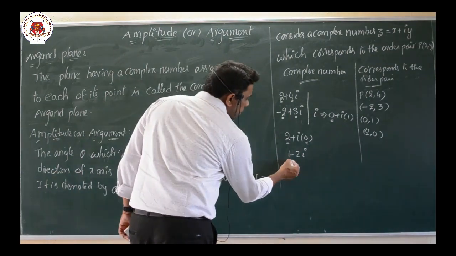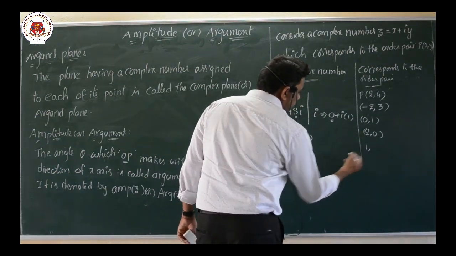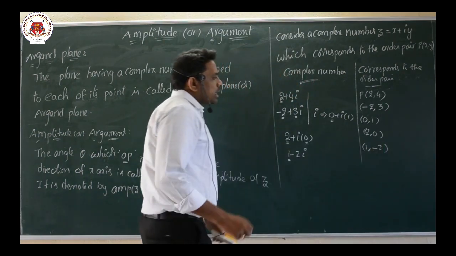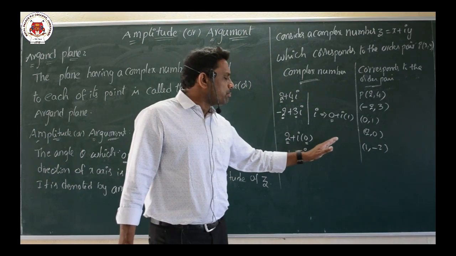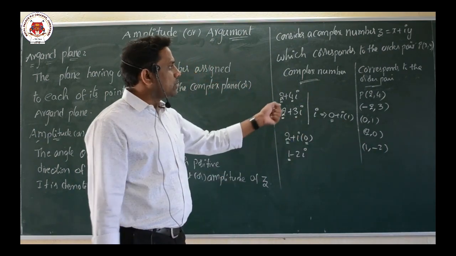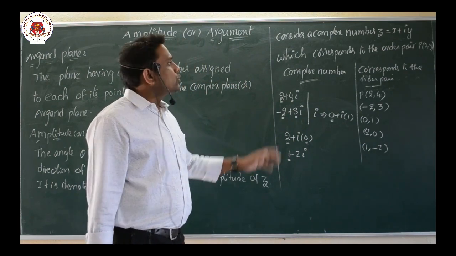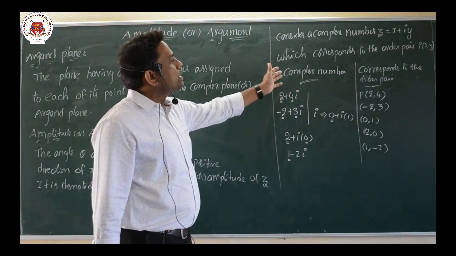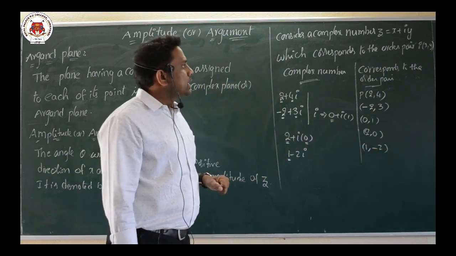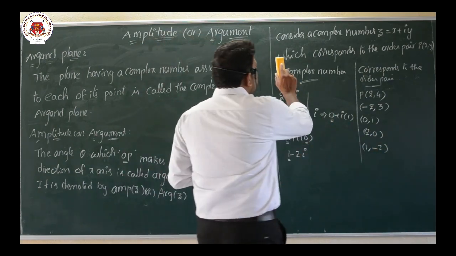Here the real part is 1 and the imaginary part is -2. As I said earlier, for the real part and the imaginary part, it is compulsory to write the sign, either plus or negative. So this is the way we can represent a complex number in the form of ordered pairs. Okay, now come to the next one.